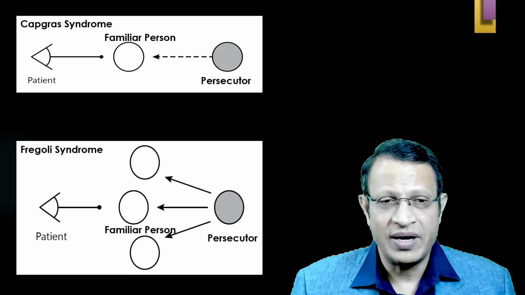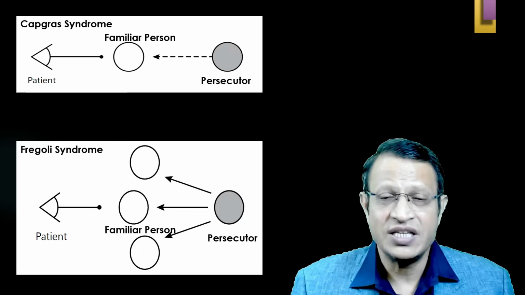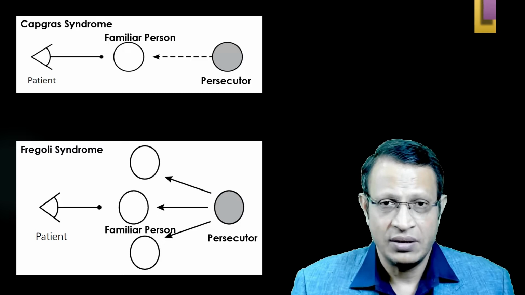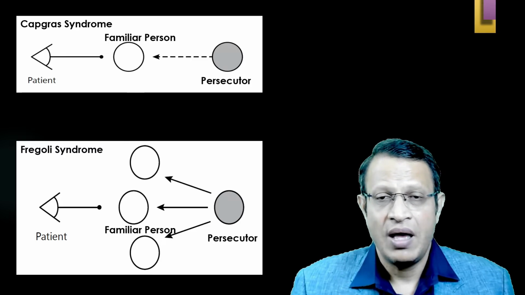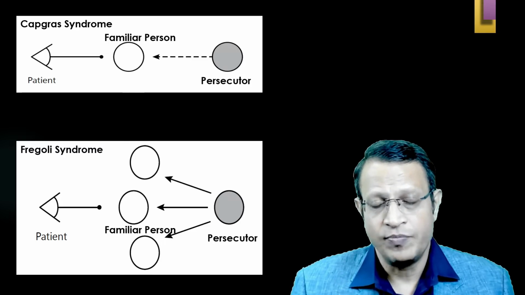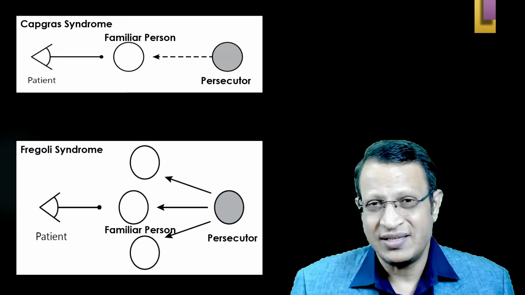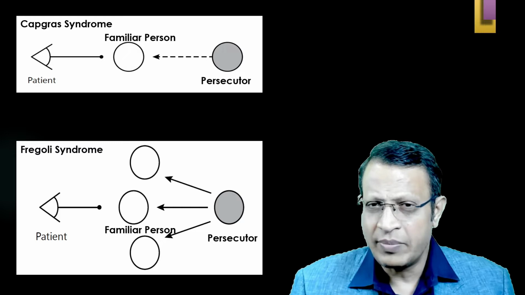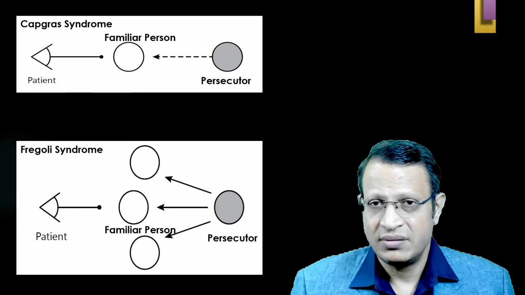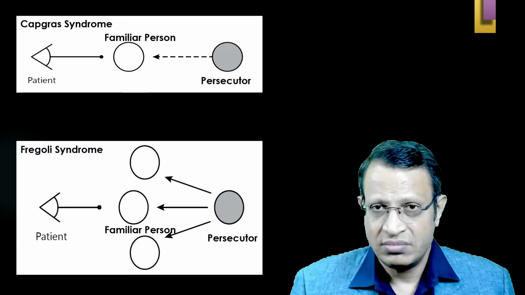In the first one, Capgras syndrome, the patient sees a familiar person, that is his family members, father and mother, but he identifies them as persecutors and impostors. That is delusion of doubles. Here the patient says, although they look like my parents, they are not my parents. They are impostors. They are disguised like my parents.